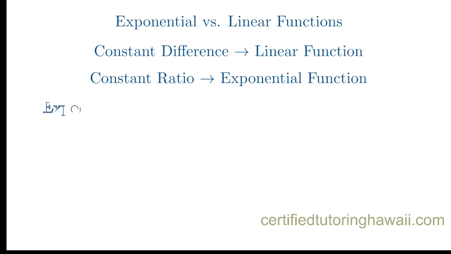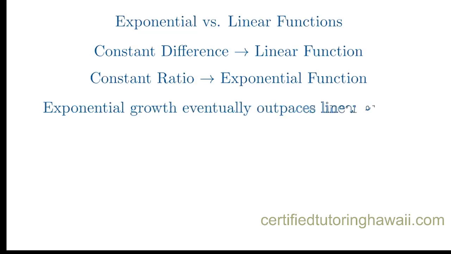A classic AP Precalculus point to understand is that exponential growth eventually outpaces linear growth. No matter how large a constant difference you start with, a constant ratio will eventually become greater. Let's put our knowledge to the test with an example. Suppose we have the function f of x equals 3 times 1/2 to the x.